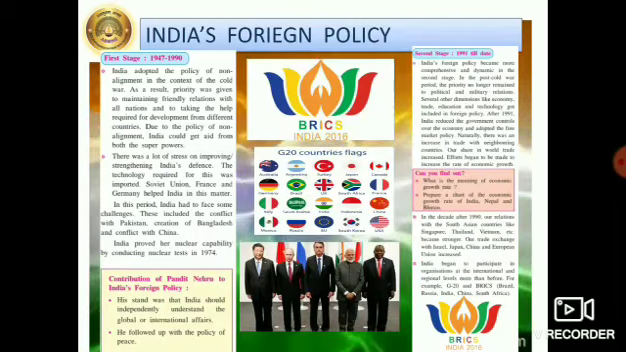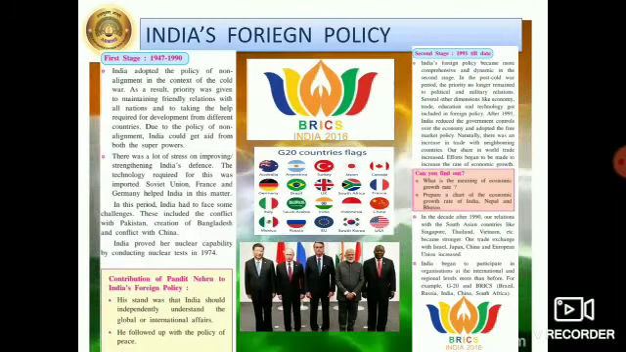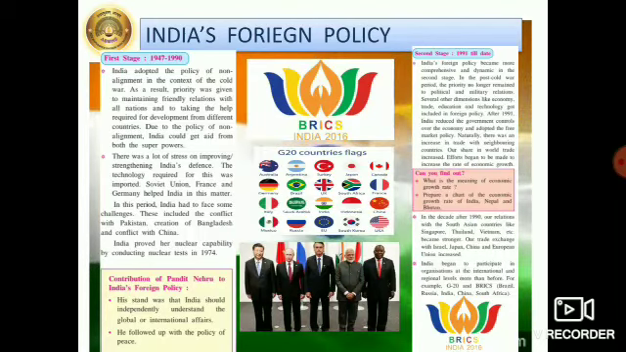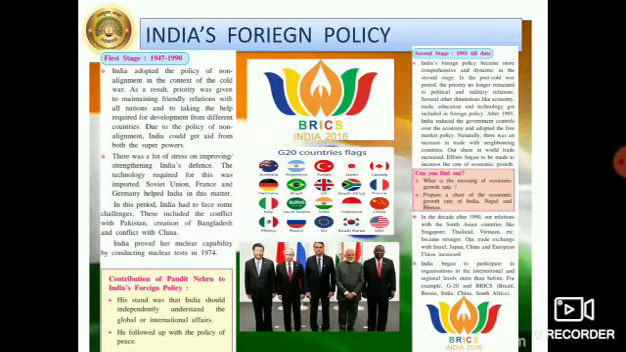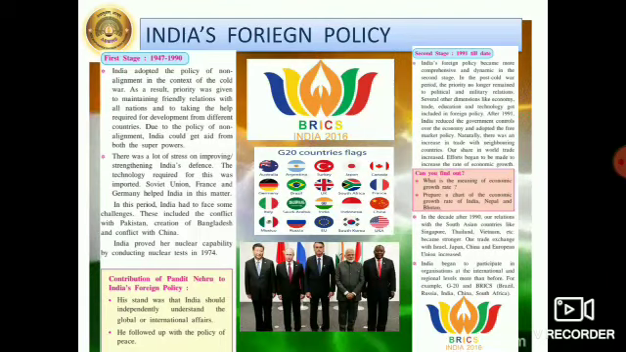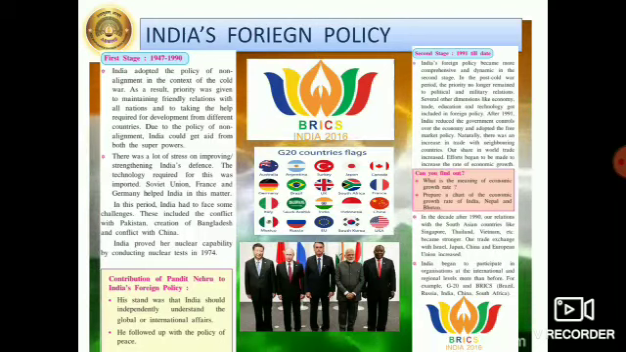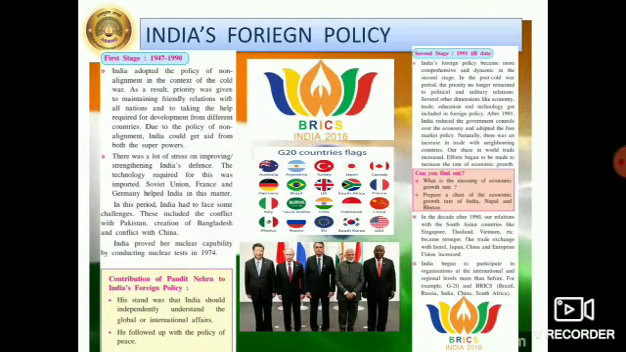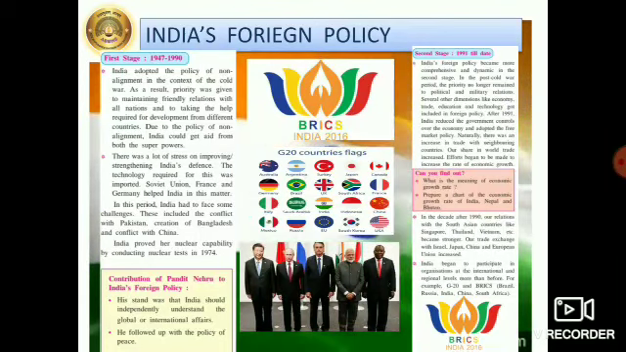There was a lot of stress on strengthening India's defense. The technology required for this was imported, right? Today also, many jet aeroplanes or cannons or the weapons that are required are imported in India. Soviet Union, France and Germany helped India in this matter by importing the weapons from these countries.